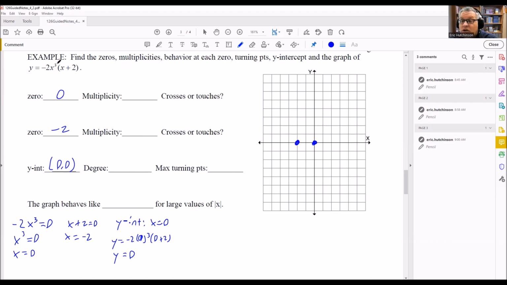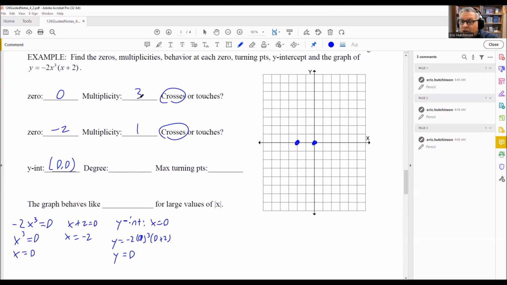Multiplicities will be the powers attached to each of the factored pieces where you got the 0 from. So for this, the 0 came from this first term, and there's a cube there. So multiplicity is 3. And this one, there's no power on that. Multiplicity is 1 because you can always write something to the power of 1. If multiplicity is odd, it crosses. If multiplicity is even, it touches. So in this case, both of these multiplicities are odd, which means it's going to cross at 0 and at negative 2.